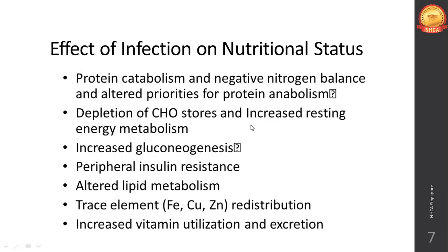Increased gluconeogenesis. Glucose which is stored in the liver is formed into new forms of glucose so that it can be used up by the cells. So that is gluconeogenesis. New glucose is created from the existing glucose present in your liver. That is the name of this situation, called gluconeogenesis.